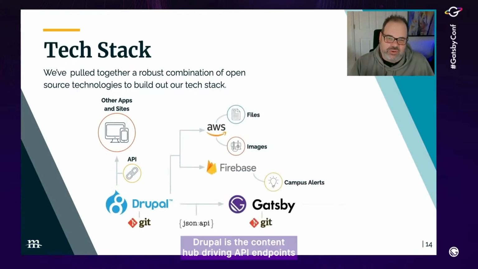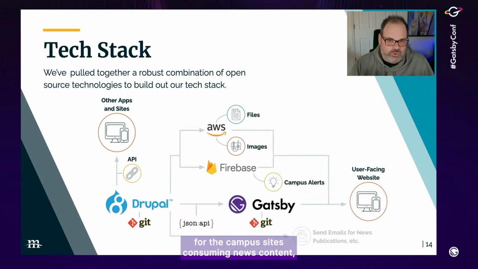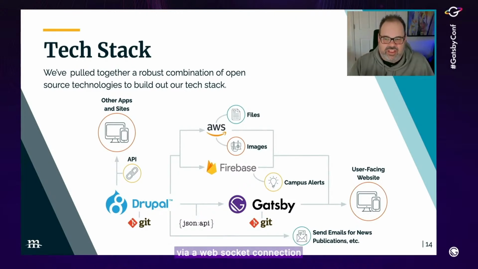Drupal is the Content Hub driving API endpoints for the campus sites consuming news content, Gatsby Cloud for the publish and preview builds, and also Drupal pushes campus alerts to Firebase, and Gatsby will then pick these up via a WebSocket connection for display in real time on the main site.